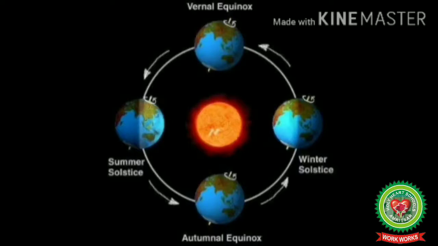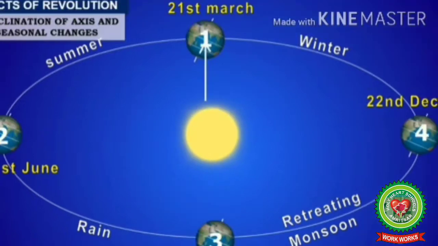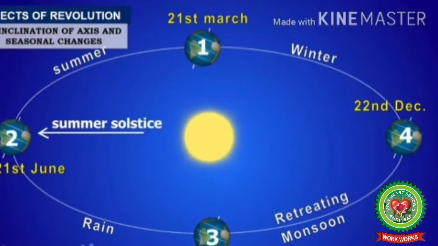So the inclination of the earth axis does not have any impact on the sun rays that it receives. So on 21st of March and on 23rd of September, the vertical rays of the sun fall on the equator and the entire earth has equal day and equal nights. But as we move from first position to the second position, slowly the northern hemisphere tilts towards the sun. So in the northern hemisphere, the days become longer and the nights become shorter. And this gives rise to the summer condition. On 21st of June, the vertical rays of the sun fall directly on Tropic of Cancer. And this is referred to as summer solstice.